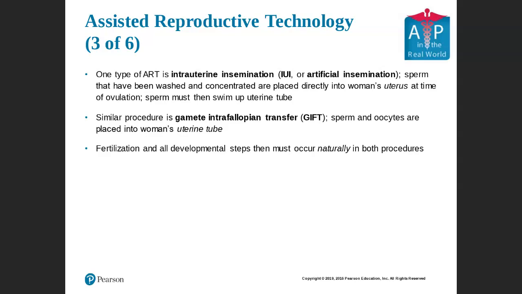The sperm has been washed and concentrated and then placed directly into the woman's uterus at the time of ovulation. Sperm then must swim up to the uterine tube so that it can naturally produce a pregnancy. It's a very simple procedure. Another is done by gamete intrafallopian transfer, GIFT. This is when the sperm and the oocytes are both placed into a woman's uterine tube. You just do it with both of them, the eggs and the sperm. Fertilization and all developmental steps then must occur naturally in both procedures.